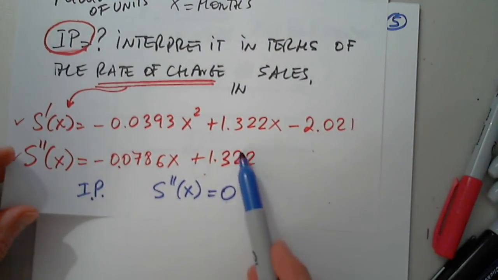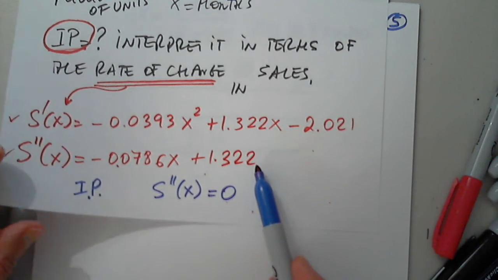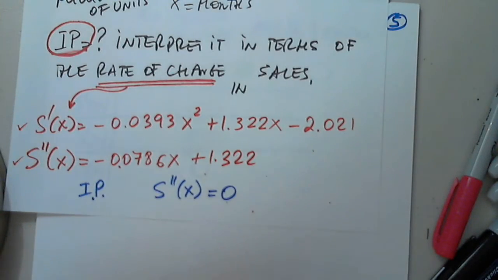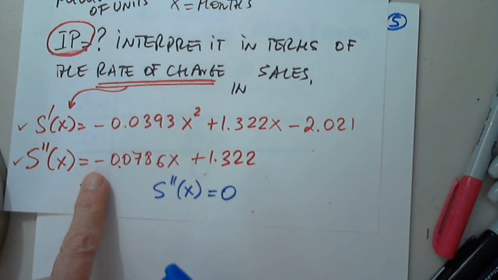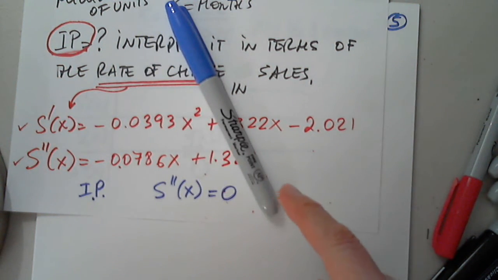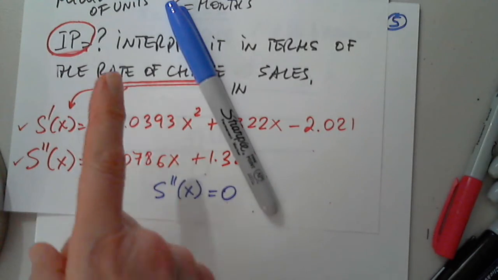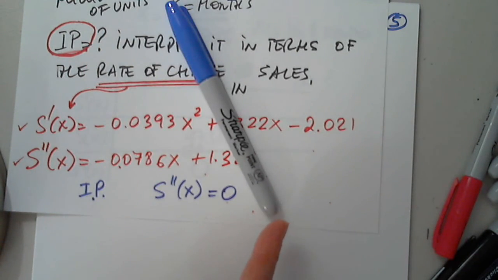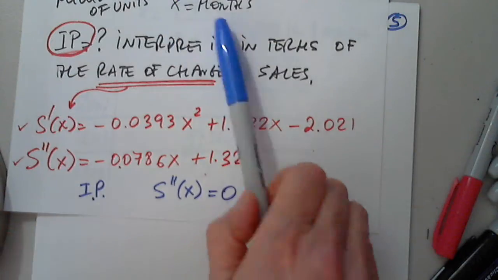The second derivative is a linear function. You don't need to plug in anything in a linear function because when the leading coefficient or the slope is negative, the function looks like this. It has to come from positive and go to negative. But let's say we don't notice that.